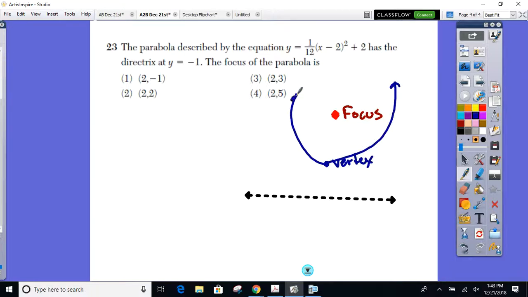Yep, that's my parabola. All right. Happy holidays. Vertex is halfway in between the focus and this directrix down here. We are looking in this one for the focus. The directrix, y equals -1. Anybody remember how to get the vertex from the equation?